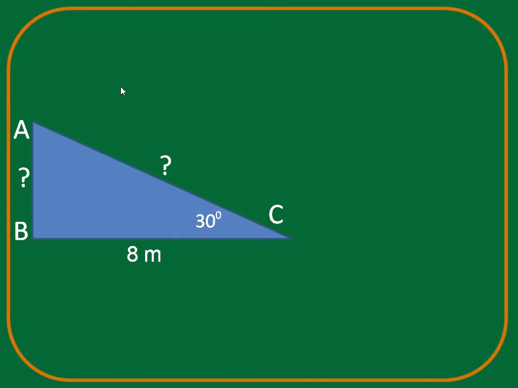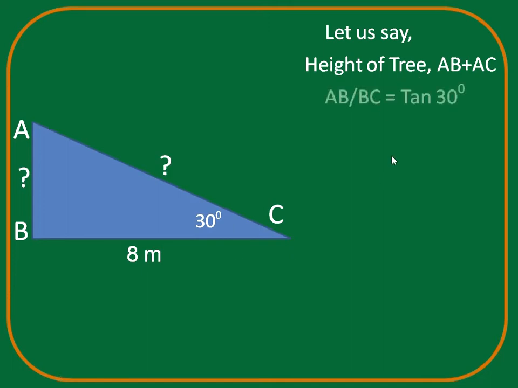So we have to find out the length of AB and AC, because collectively the summation of these two, AB and AC, will make the height of the tree. So let us say height of tree is AB plus AC. AB is the remaining part, AC is the broken part. Initially it was straight, and BC broke down at point A, and now the C part touches the ground over here, and the distance between B and C is 8 meters. So height of tree is AB plus AC.